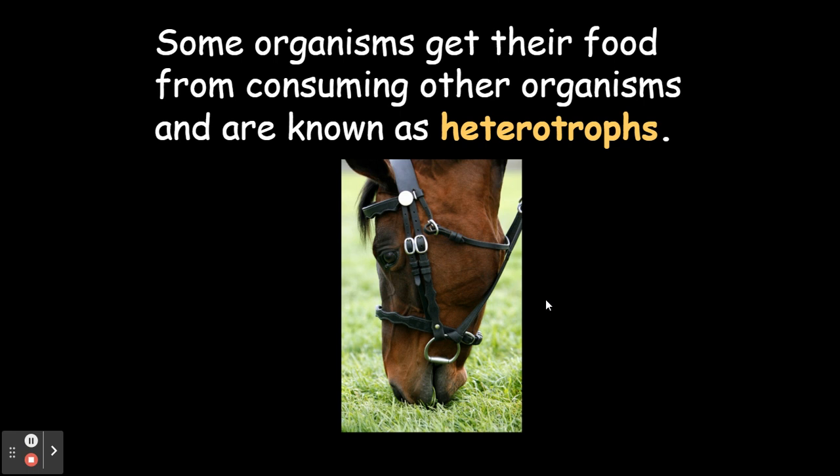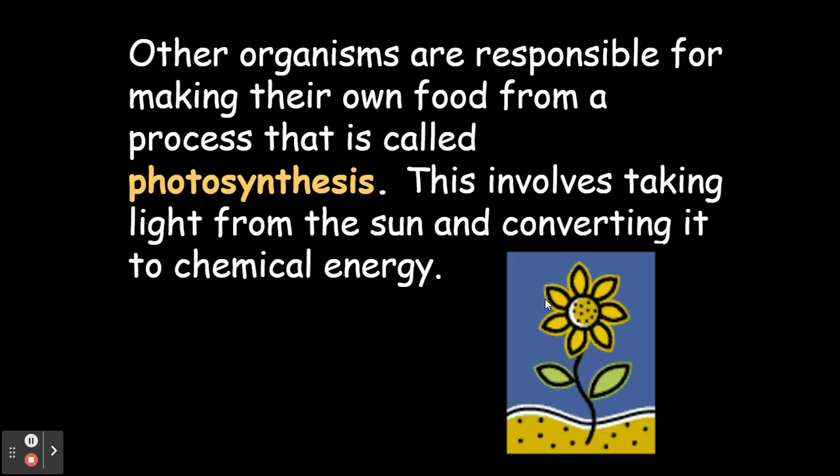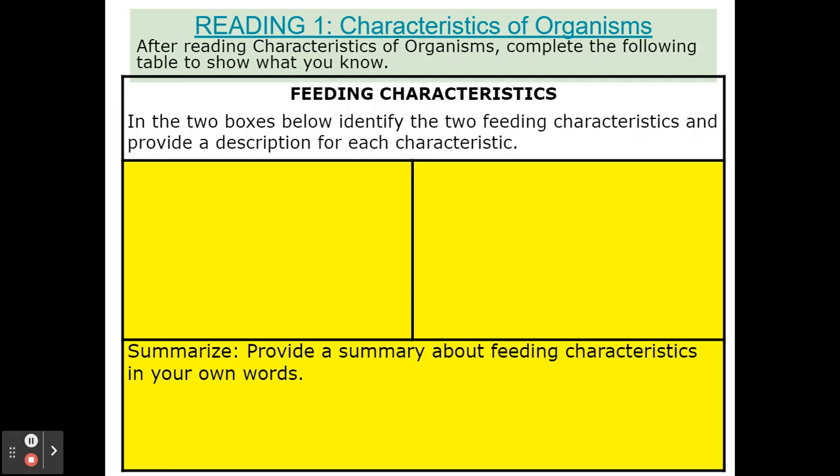Some organisms get their food from consuming other organisms and are known as heterotrophs. Other organisms are responsible for making their own food from a process that's called photosynthesis. This involves taking light from the sun and converting it to chemical energy.